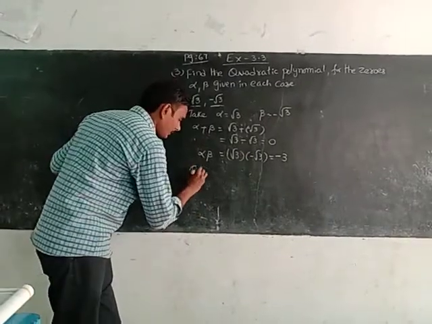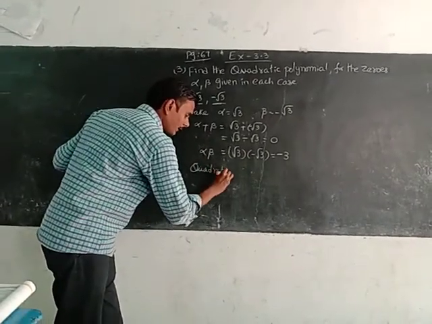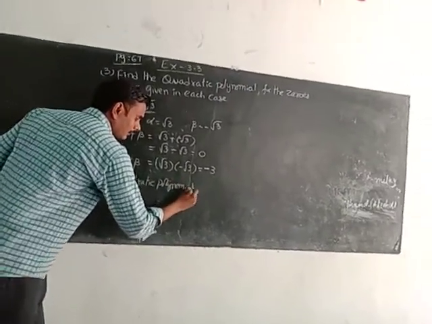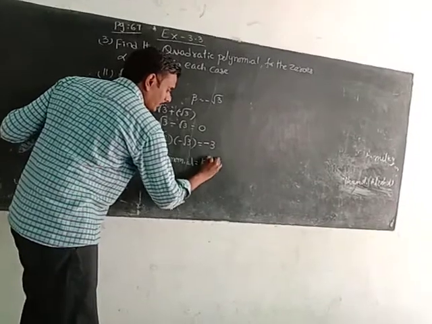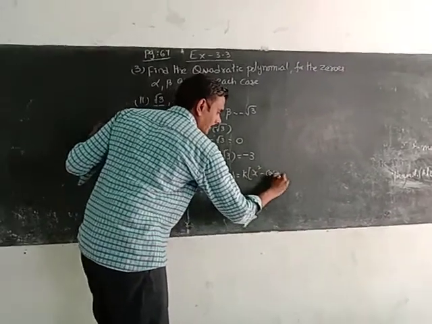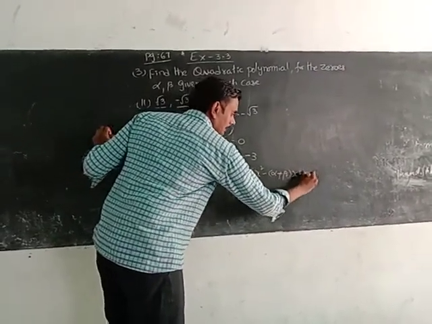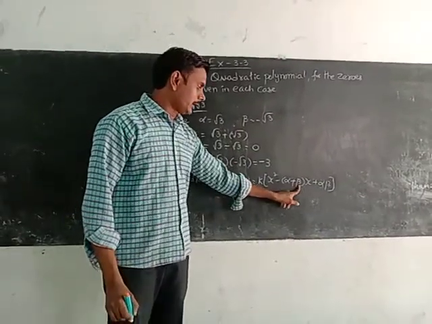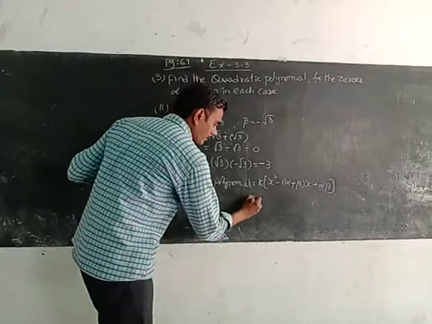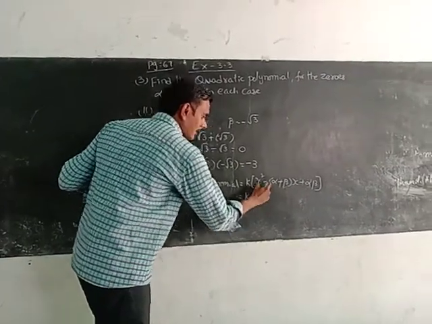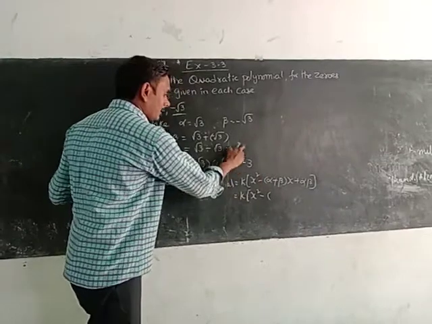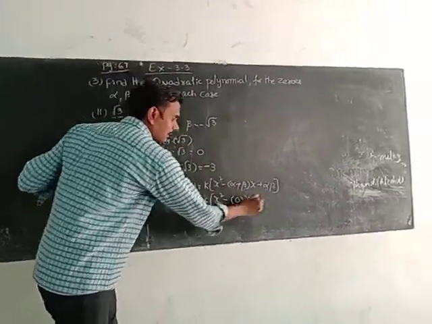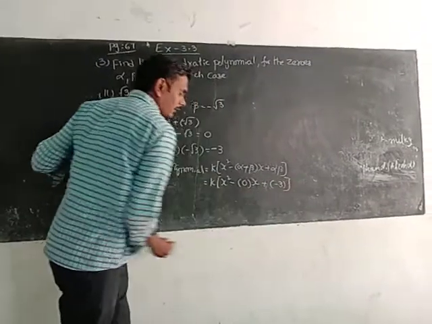Now the quadratic polynomial. What is the quadratic polynomial formula? k into x squared minus alpha plus beta into x plus alpha beta. Now, k into x squared minus alpha plus beta, which we got as 0, into x, plus alpha beta, which is minus 3. Now remove the brackets.